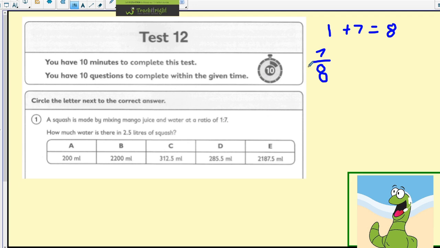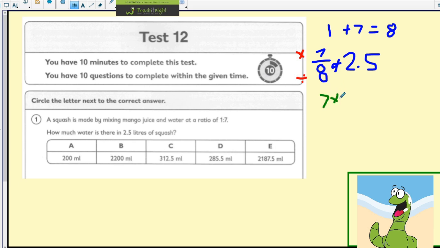So we want to know how much is 7/8 of 2.5. With this, the key thing to remember is we are multiplying by the top and dividing by the bottom. So we could choose to times by 7, then divide by 8, or vice versa. I'm probably not going to divide by the 8 first, because I think that makes it a bit more complicated. I'd much rather multiply by the 7, because if I can avoid small decimals, I'm going to choose that route. So let's times by 7 first.